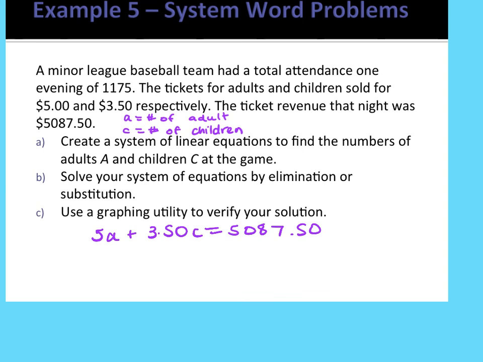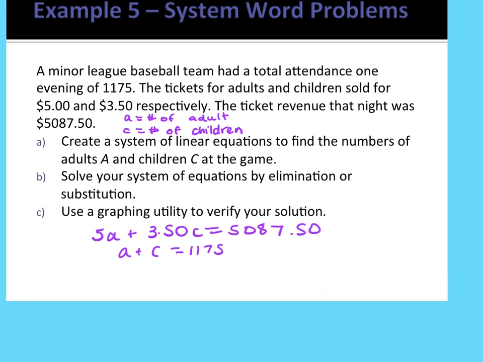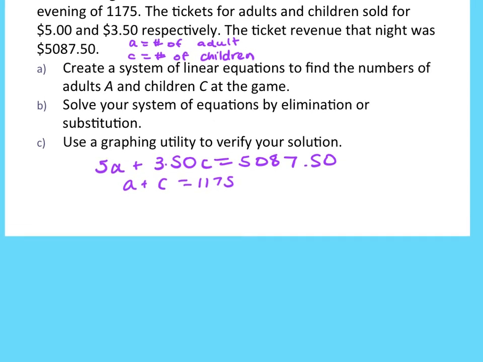What's the other equation I can use? A plus c equals 5,000. Good. A plus C, the number of adult tickets plus the number of child tickets would be 1,175. That's my system. Now I need to solve it.